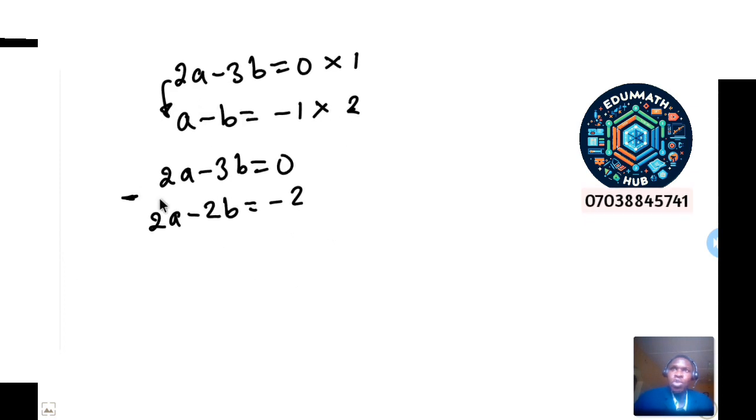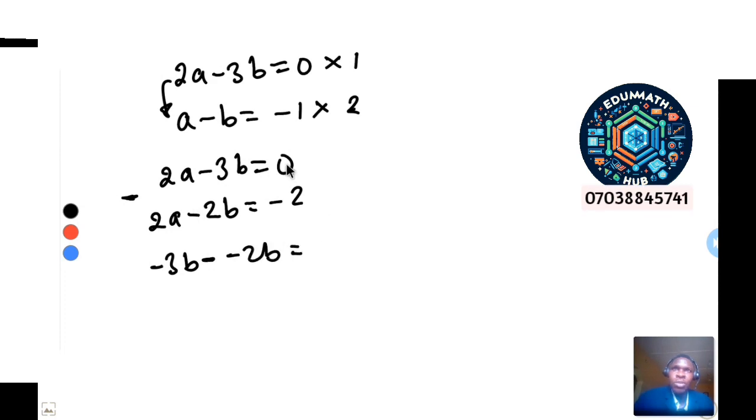So 2a minus 2a will give you 0. Okay? 2a minus 2a is 0. So everything here is 0. You don't need to write it because it's 0. Then you have minus 3b, minus minus 2b.